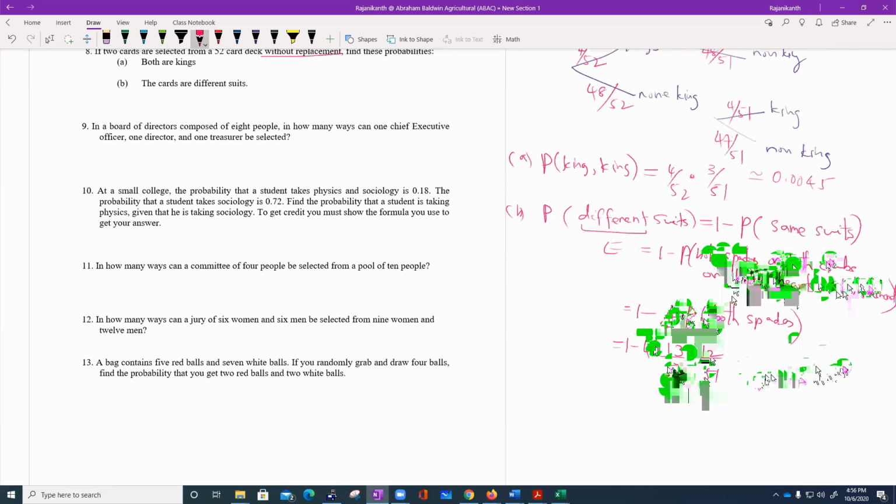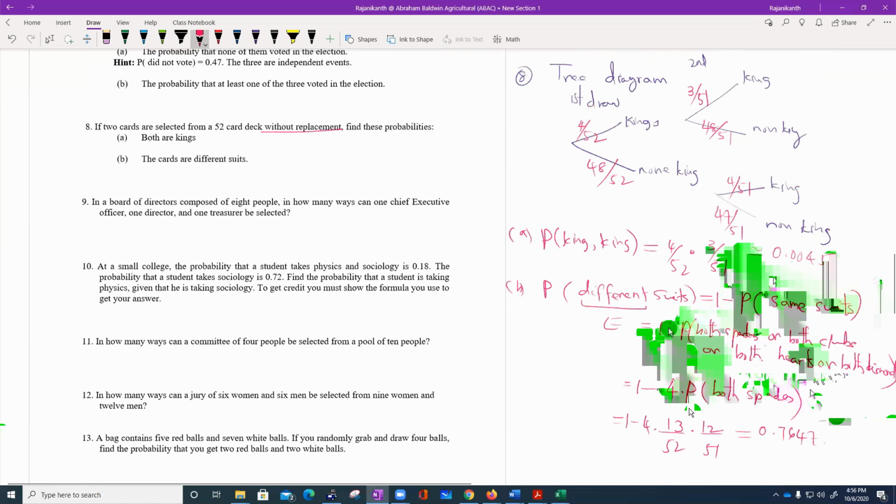If you simplify this, you will get, just a minute. Please check this answer: 0.7647. Basically, we write 4 decimal places for probability. If you are not asked to write any particular decimal places, remember the default is 4 decimal places, right? So this is problem number 8.